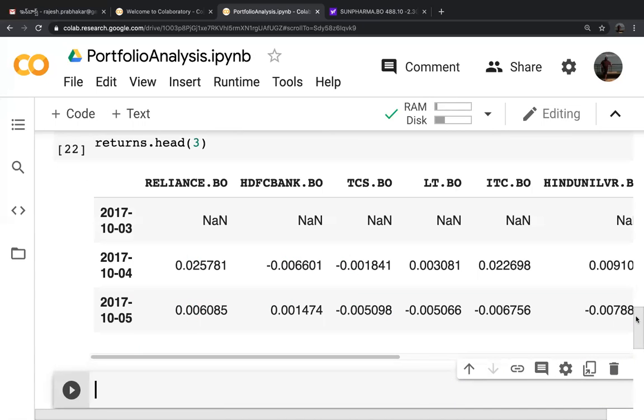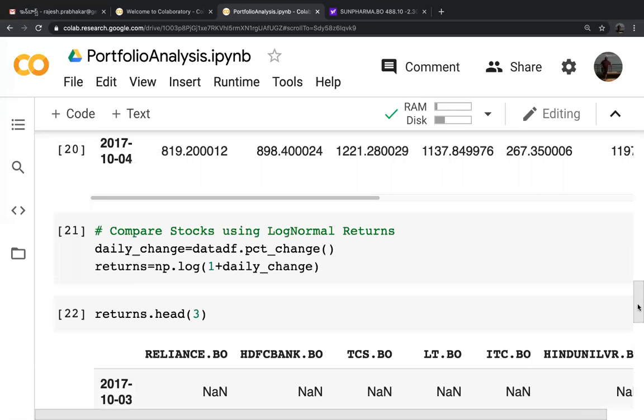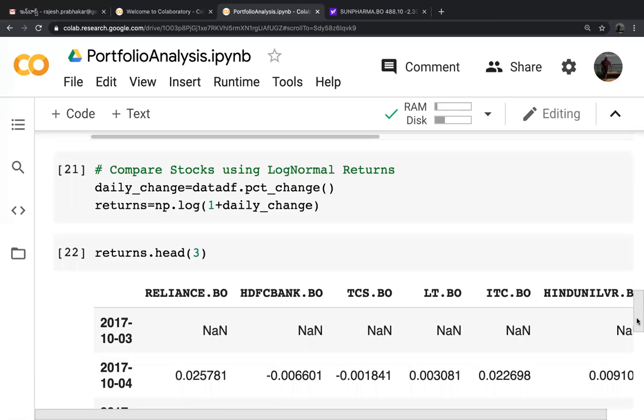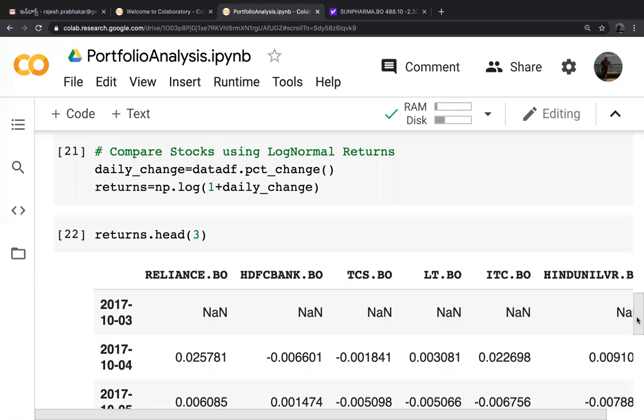See, we got the daily returns of the stocks. Now we can compare their performance, because all of them are in log returns. Now you can compare their performance. It's very easy for you to compare their performance.